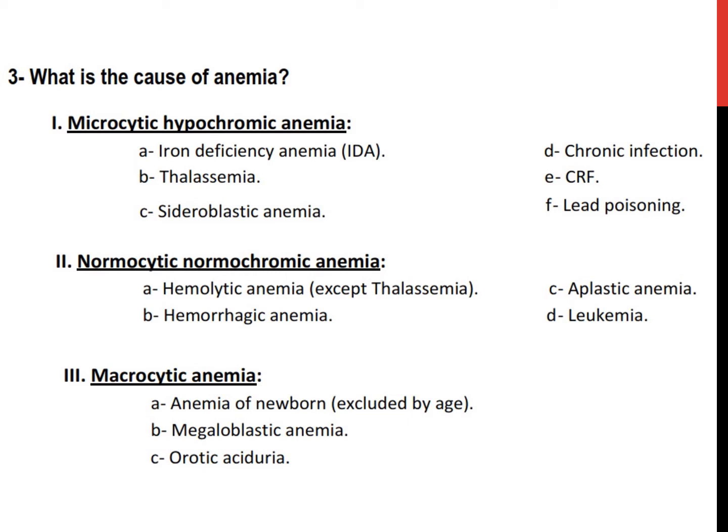For normocytic normochromic anemia, it could be all hemolytic anemias except thalassemia. We have hemorrhagic anemia, especially acute hemorrhage, because chronic hemorrhage will lead to microcytic anemia. Of course, leukemia and aplastic anemia can all lead to normocytic anemia. But what about macrocytic anemia? It could be in the newborn, or megaloblastic anemia, or some nucleic acid abnormalities like orotic aciduria.